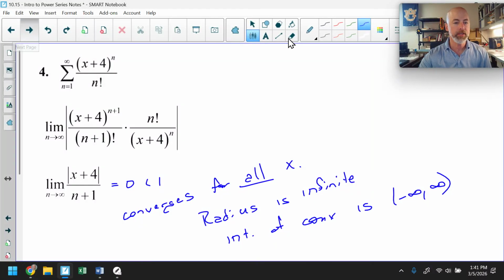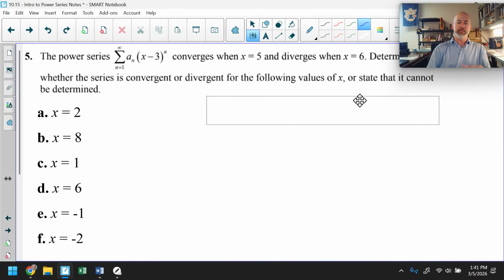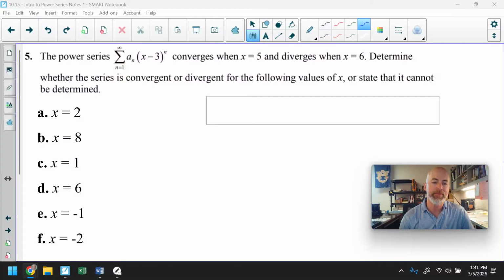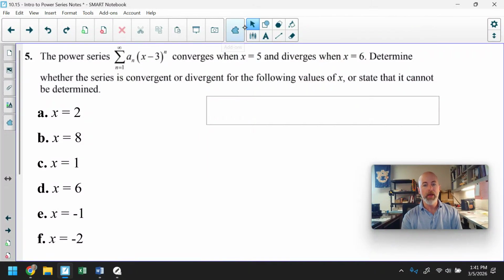And that is this one. And so I've given you a generic series. I just called it a sub n times x minus 3 to the n. I tell you this series converges at 5 and diverges at 6. And then we're trying to determine for these x values, will the series converge, will it diverge, or do we not have enough information to determine that? And the best way to do this, there may be other ways, but I like to go ahead and graph everything that I can on the number line like I was earlier.